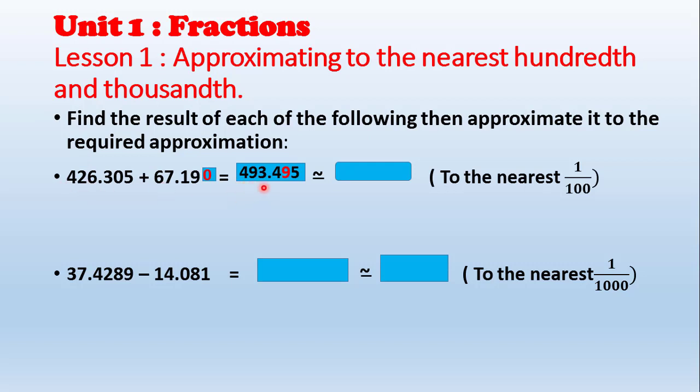Now let's approximate to the nearest hundredth. The hundredth here is 9. Look at the right, 5. So I'll add 1. So this 9 will become 10, 0 carry 1, and this 4 will become 5. So this number is approximately equal to 493.5.